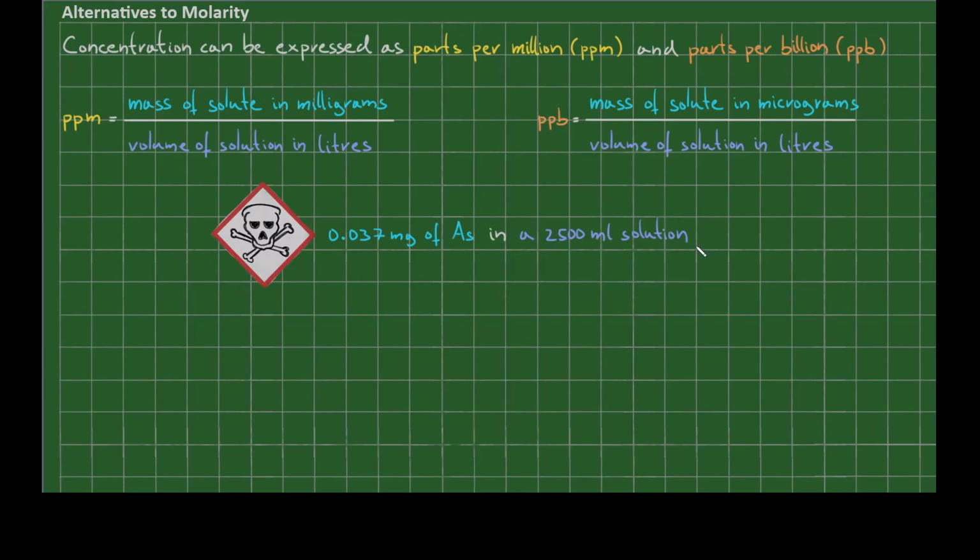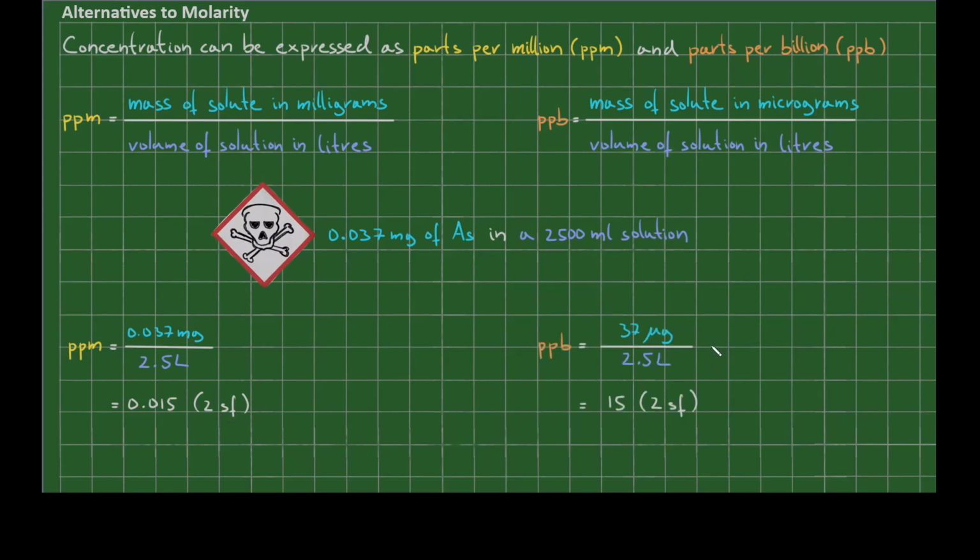Suppose that I have 0.037 milligrams of arsenic in a 2500 milliliter solution. What is the concentration in terms of parts per million and parts per billion? For the parts per million calculation, I'm going to take the mass of arsenic in milligrams, 0.037, and divide it by the volume of solution in liters. This means that the given volume of 2,500 milliliters needs to be converted to 2.5 liters. And once the calculation is done, I end up with 0.015 parts per million when rounded to two significant figures.